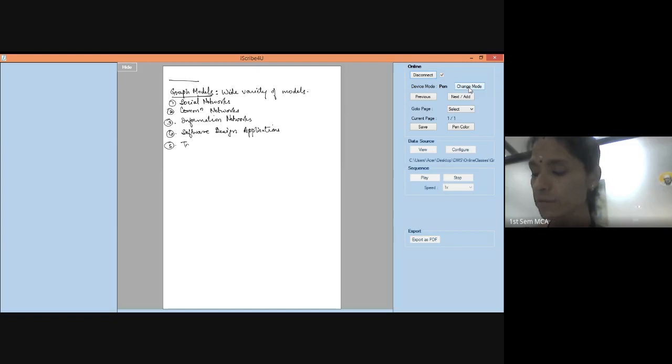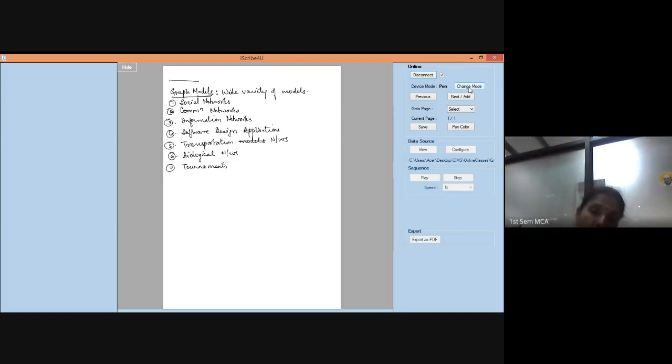Then we have transportation models, or rather, sorry, transportation networks. Then we can also make use of graphs to represent biological networks. We can also make use of graphs to represent some kind of tournaments. All right.